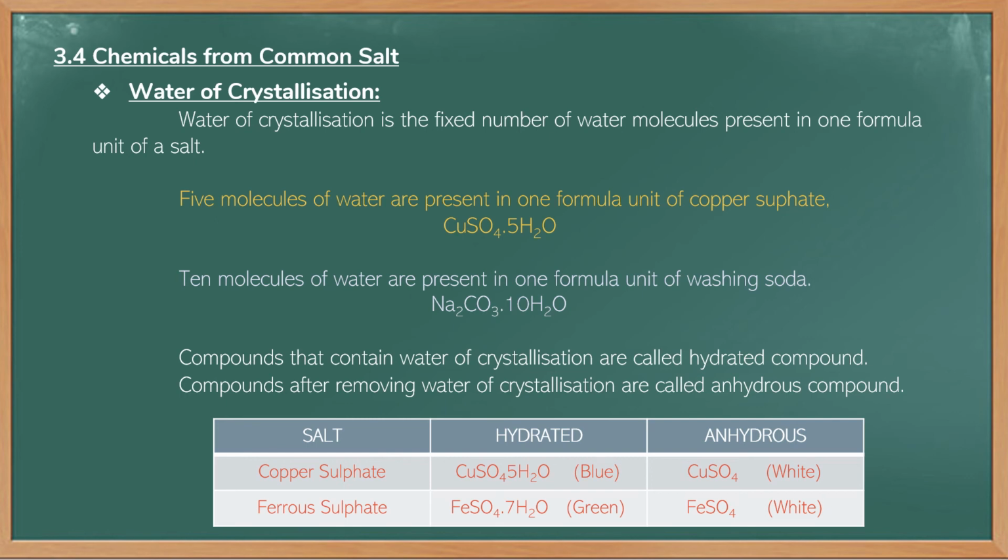Its technical definition is: water of crystallization is the fixed number of water molecules present in one formula unit of a salt. 5 molecules of water are present in one formula unit of copper sulfate. 10 molecules of water are present in one formula unit of washing soda. As we have seen earlier, compounds that contain water of crystallization are called hydrated compounds. Compounds after removing water of crystallization are called anhydrous compounds. Given is a chart comparing the differences in properties of a hydrated salt and its anhydrous form.